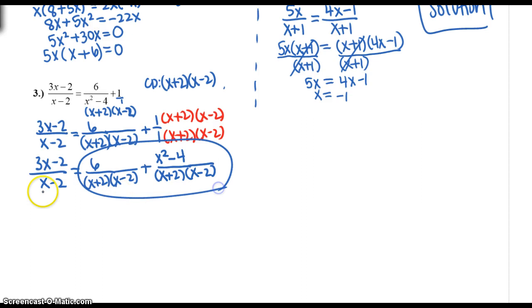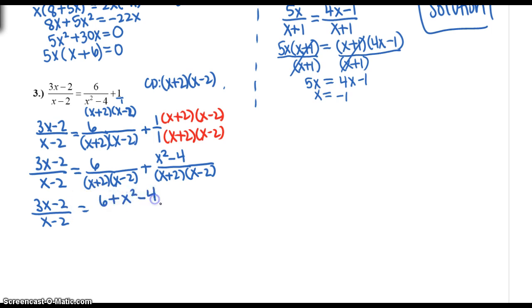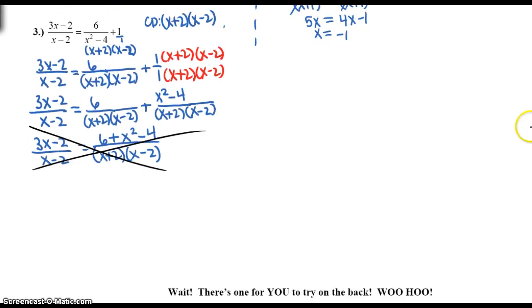Then we can add our tops together now that we have a common denominator. So I'm just going to bring down what's on the left-hand side. And then over here it'd be 6 plus x squared minus 4 over x plus 2, x minus 2. Now we have fraction equals fraction. So the good news is we can now cross multiply.